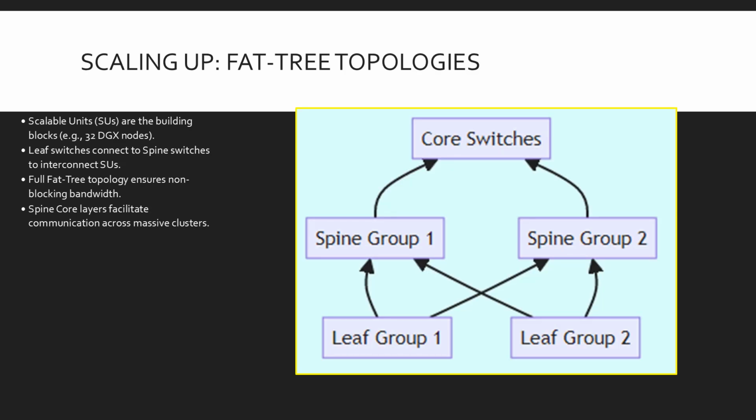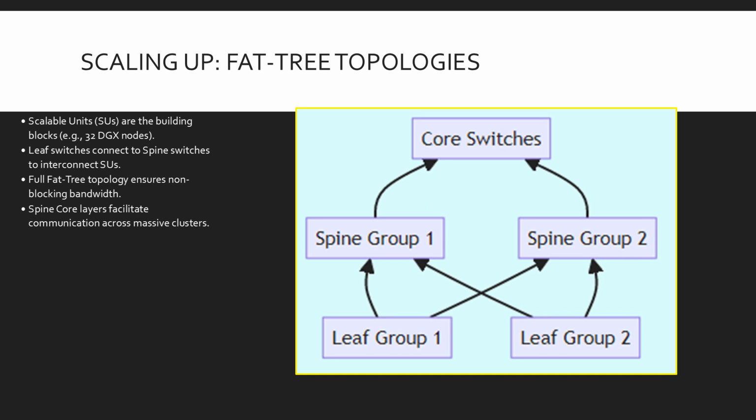To scale beyond a single rack, we use a fat-tree topology. We group nodes into scalable units, or SUs. For example, a DGX SuperPOD might consist of SUs with 32 nodes each. To connect these units, leaf switches connect up to a layer of spine switches. This design ensures that the bandwidth available moving up the tree equals the bandwidth moving down, preventing bottlenecks even as the cluster grows to hundreds of nodes. We maintain the rail optimization even at the spine level.